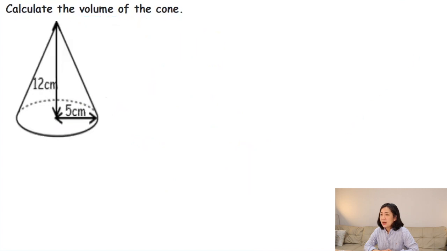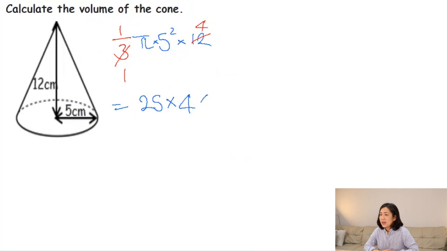Right, now let's try to solve another one. Then 1/3, r is 5, so 5 squared times 12. Now let's cancel it, so we can have 25 times 4 pi, right? Then the final answer will be 100 pi, cubic centimeter.